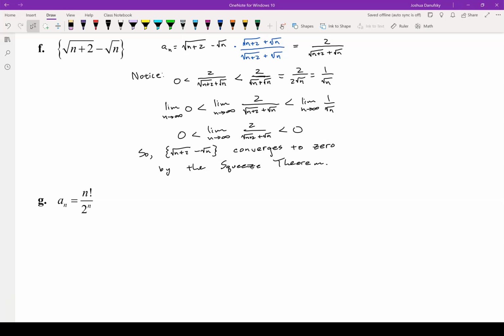Part G, a sub n is equal to n factorial over 2 to the n. If we expand out our a sub n term, it'll look something like this. Now, if we split up this product into the product of the fractions, we get this.